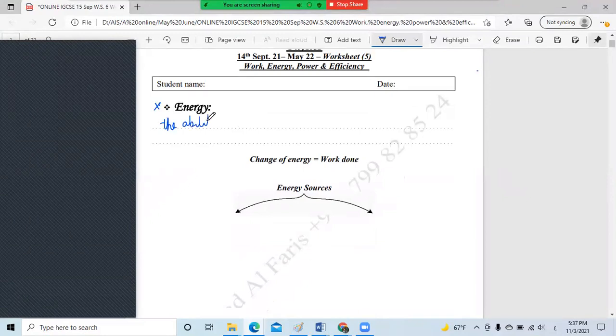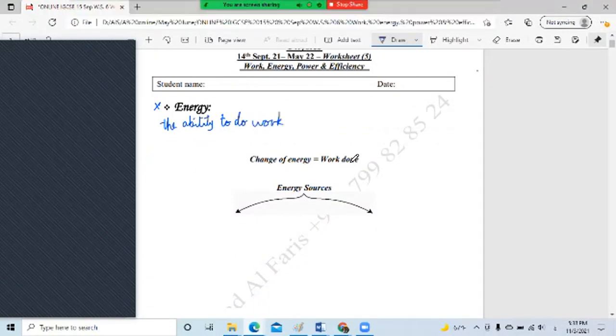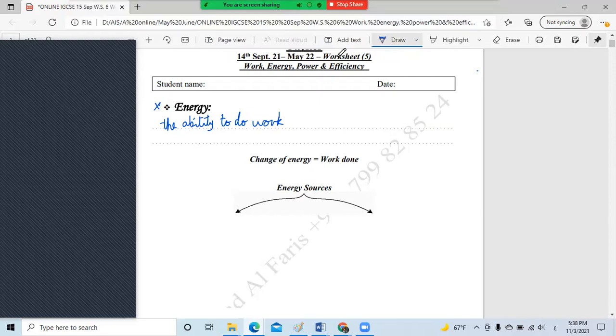The ability to do work, exactly. If you have energy, you can do work. If you don't have energy, it's very hard to do work. That's the simplest form, or definition, of energy. If we have energy, we can do work. If I don't have energy, I can't do work.